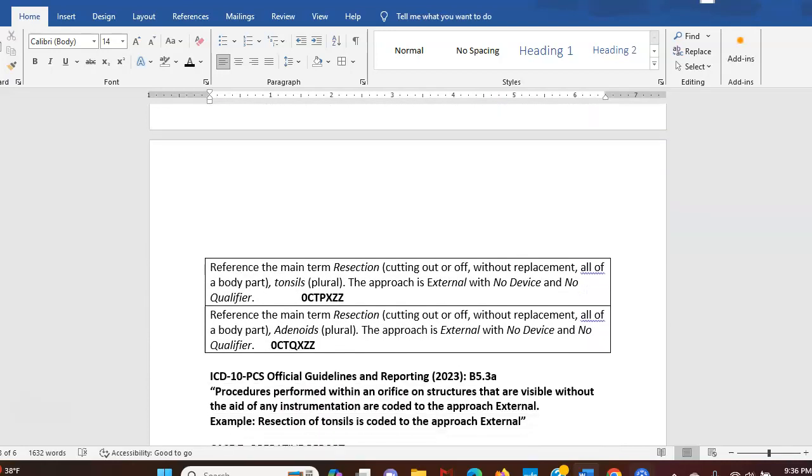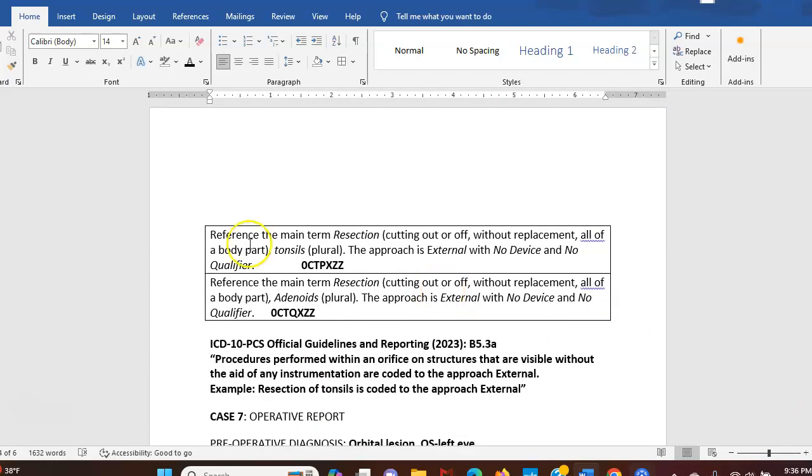So if we go down here, I've got some instructions that I kind of took from like MindTap and then added some more information. So for the tonsils, we reference the main term resection because we're removing all, cutting out or off without replacement all of a body part. The tonsils is going to be your next term that you look up on the PCS coding. And it's plural, so that should include both. The approach is external with no device and no qualifier.